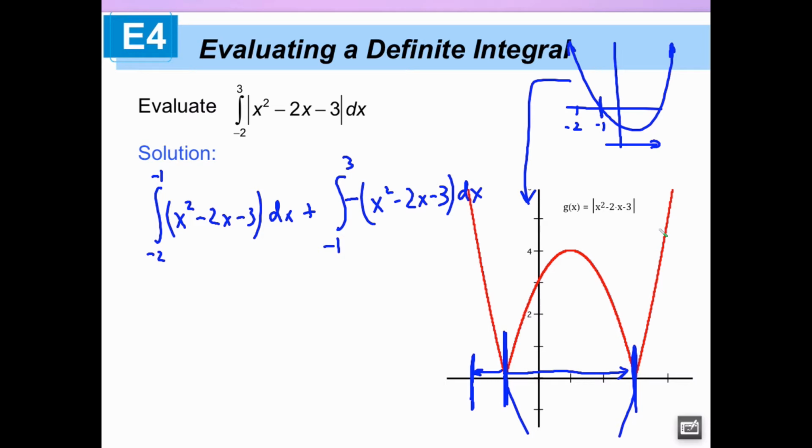So if I use this from the original function, I'm going to get a negative answer for this area under here. Is everybody with me? So, hold on, let me finish my statement. If that's a negative area, I don't want it to be a negative area because it's above the x-axis. So by putting a minus sign in front of it, it flips it into a positive area, and so we get a nice, pretty answer there.